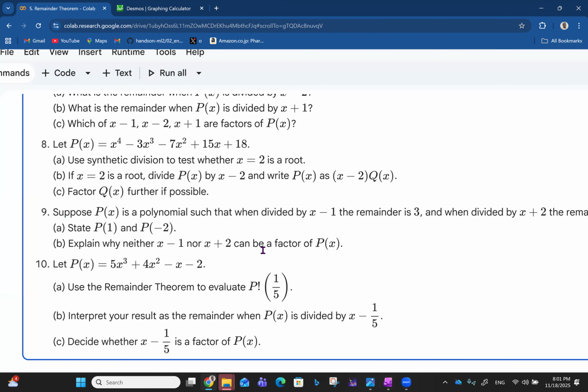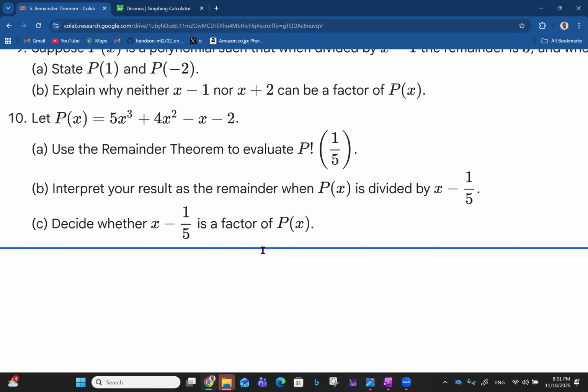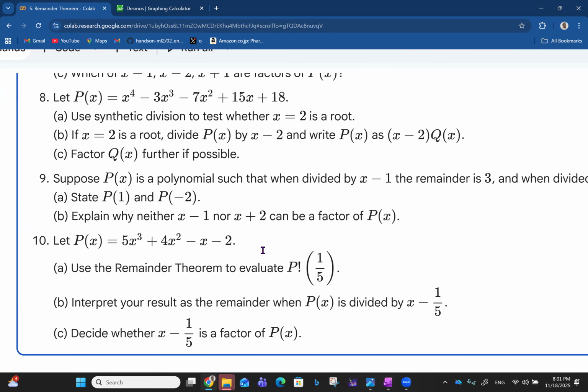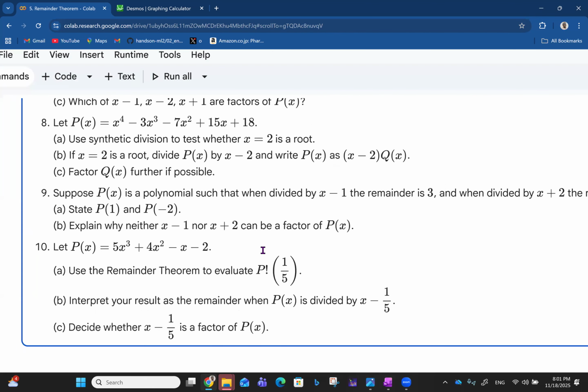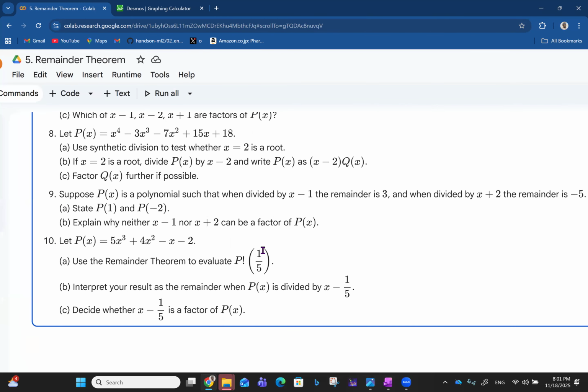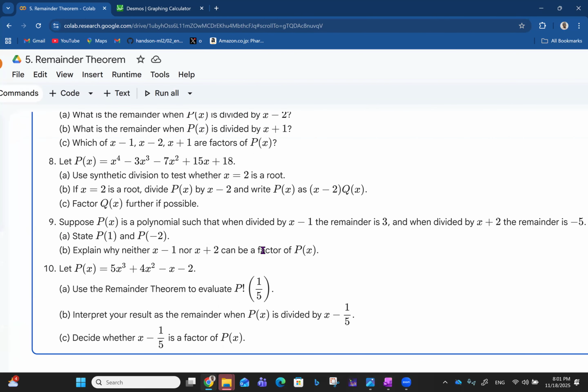Watch out for the factor theorem, which is connected to the remainder theorem, in the next video. Let me know how helpful this is for you. If there's something you'd like to try out, feel very free to let me know, okay?